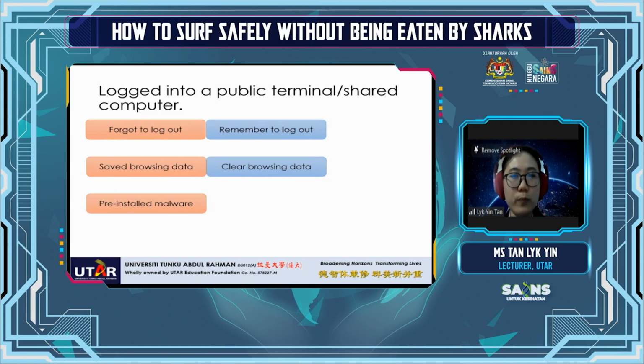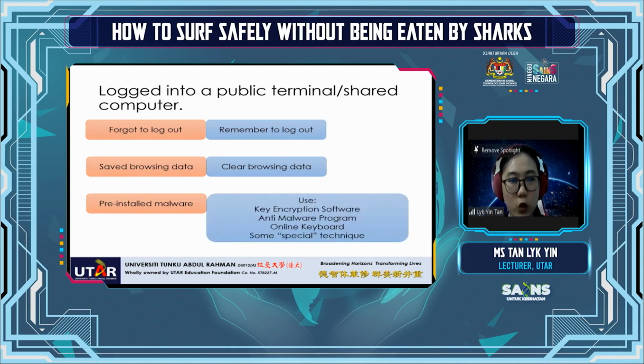So how do you protect yourself from this pre-installed malware? You can install a key encryption software. So whatever you type will be encrypted. For example, if you type ABC, the software will help you encrypt it into 1, 2, 3. So the other people who are reading the logs won't be able to know your password. Or you can install an anti-malware program to scan the computer before you proceed to key in your username and password.